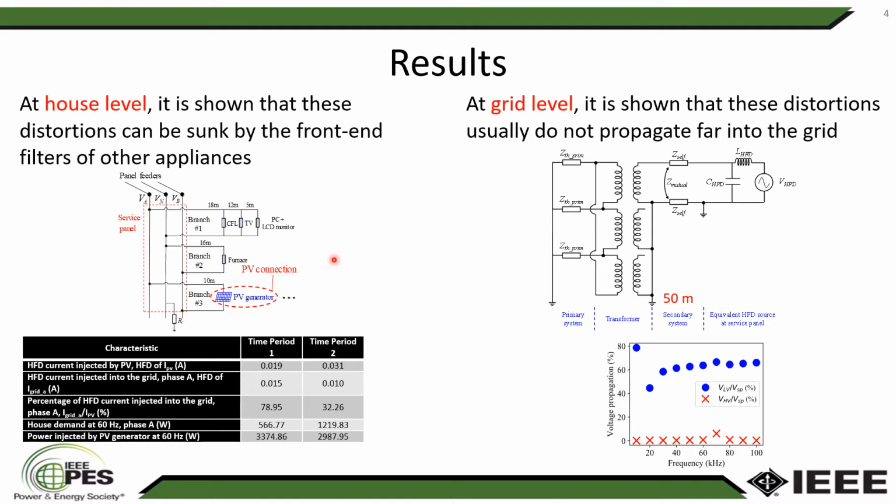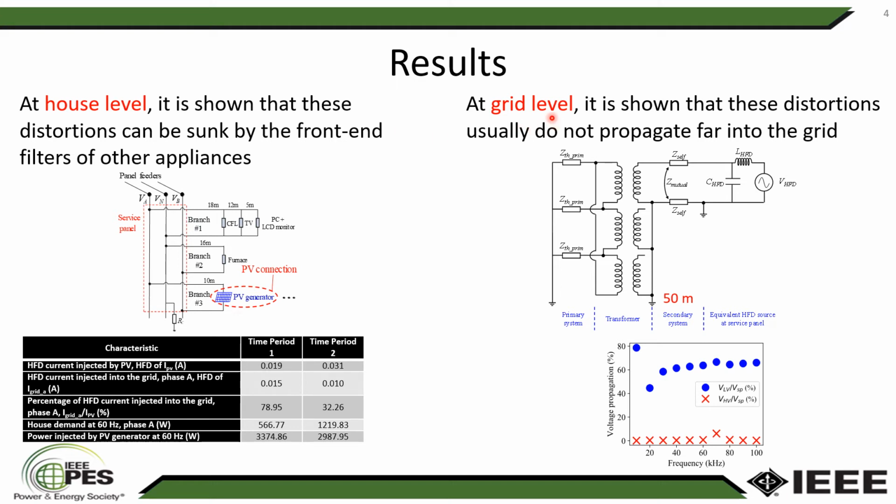So the finding here is that the characteristics of the loads in the house can help sink part of these distortions, because some of these loads are also based on power electronic devices and they have front-end filters that can sink part of the high frequency distortions injected by the PV inverter.